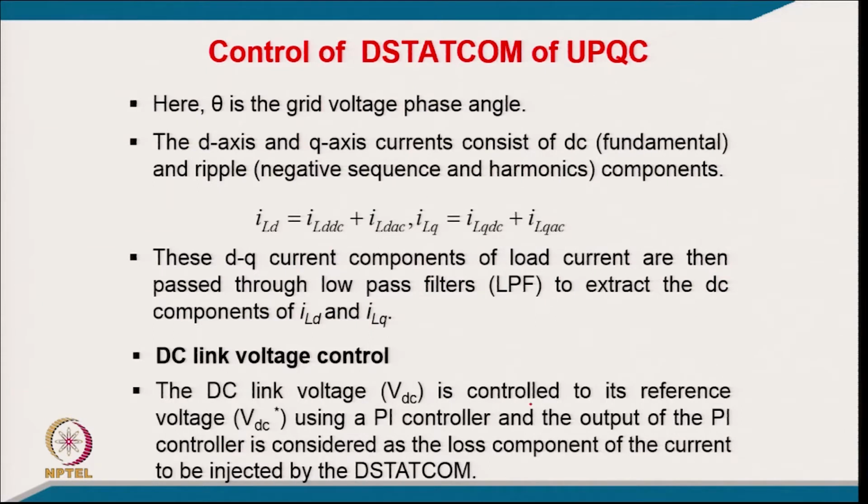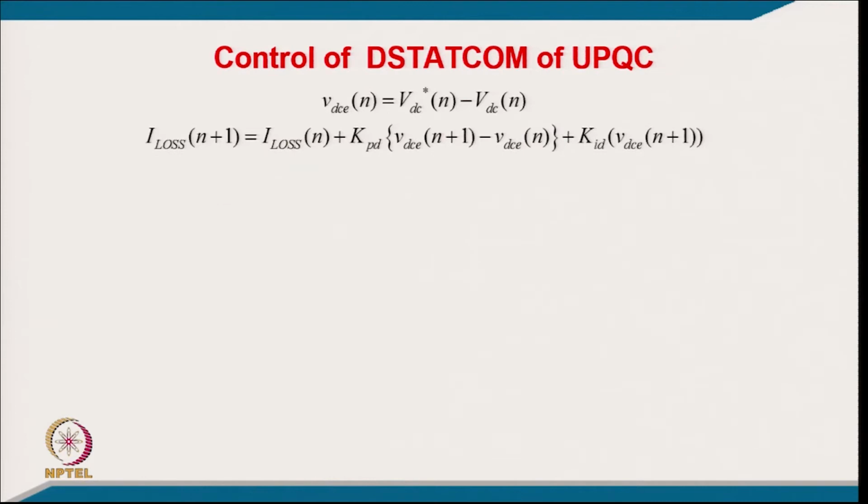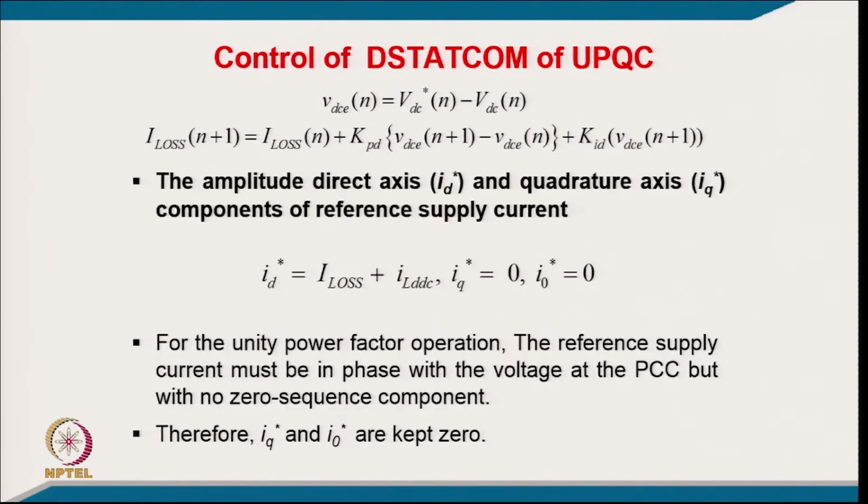For DC link voltage control, we put a reference voltage and use a PI controller to regulate the voltage. We consider the loss component as in the case of the D-STATCOM. This is the error, and this is the PI controller equation for calculating the loss component for regulating the DC link voltage of the DVR.